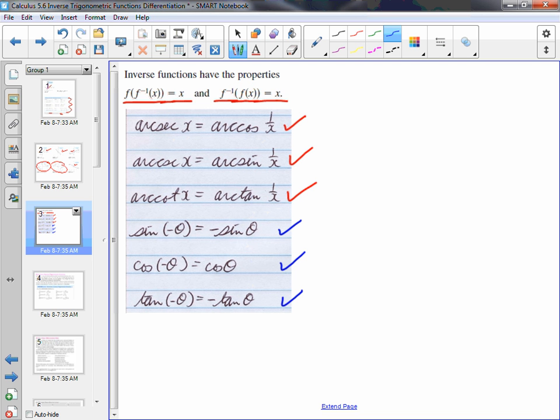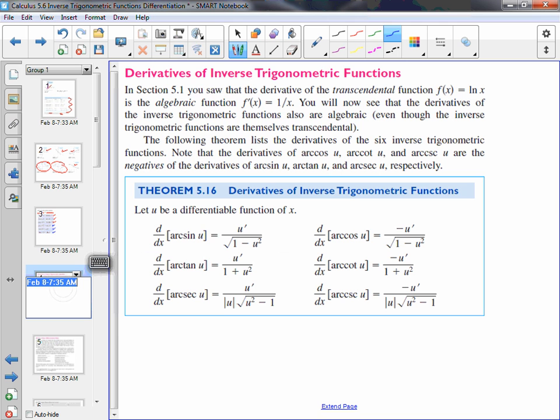All right. On page 374, in section 5.1, you saw that the derivative of the transcendental function, which just means non-algebraic, f of x equals natural log of x, is the algebraic function f prime of x equals 1 over x. So a non-algebraic function had a derivative that's algebraic. You will now see that the derivatives of the inverse trig functions are also algebraic, even though the inverse trig functions themselves are not. So this theorem gives us the derivative of the 6 inverse trigonometric functions.